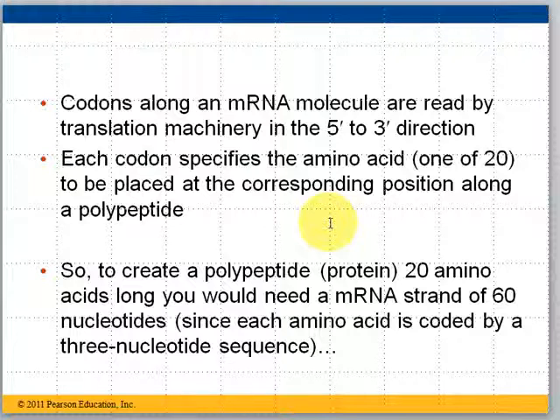So to create a polypeptide, which could become a protein 20 amino acids long, you would need a messenger RNA strand of 60 nucleotides, because it takes 3 nucleotides, 3 letters, to specify each amino acid. So if you have a 20 amino acid long protein that you're going to create, you need a messenger RNA strand that is 60 nucleotides long, because it takes 3 to code for each amino acid.